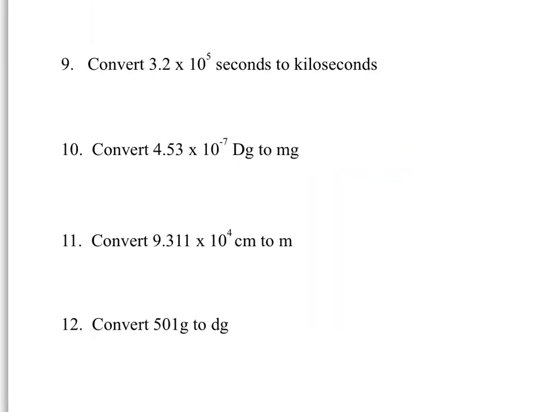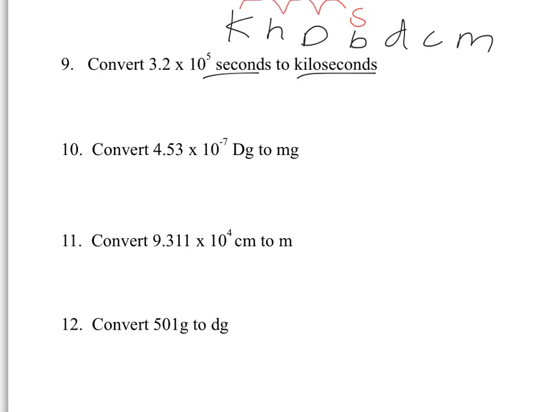Metric conversions with scientific notation has been throwing a few of you off, so I did want to go through a couple of these. Let's look at number 9. 3.2 times 10 to the 5th seconds, and you're going to convert to kiloseconds. So we know the drill. Seconds is technically a base unit, so we're going to go from base all the way to kilo, which is 3 to the left. Now, there's a couple things you could do.